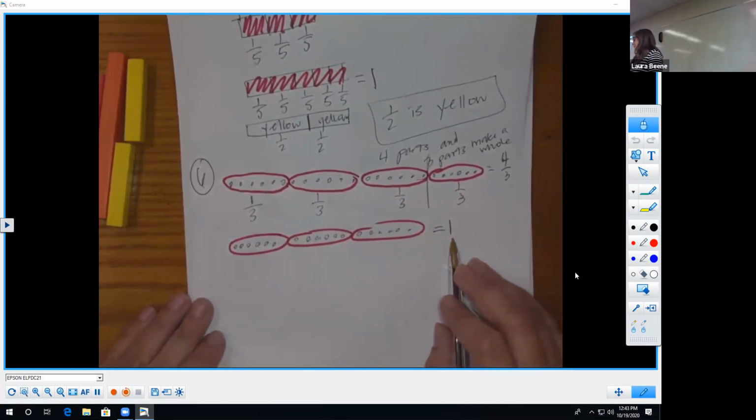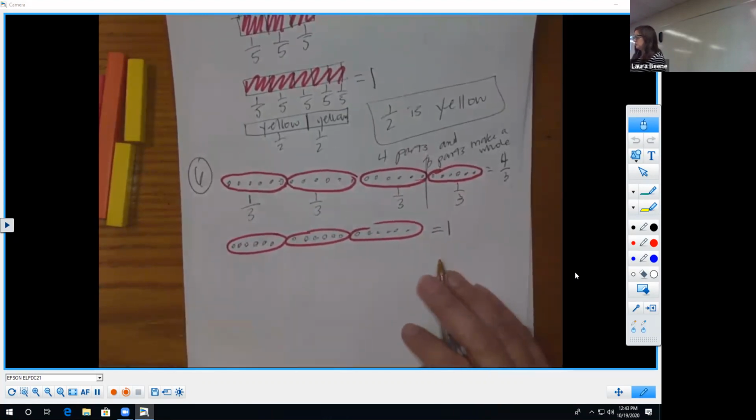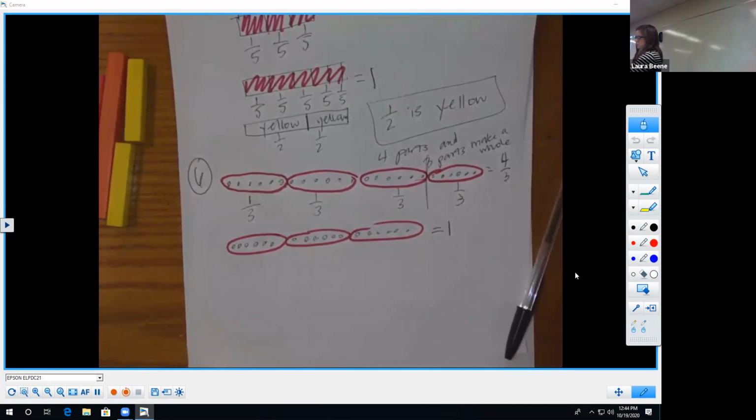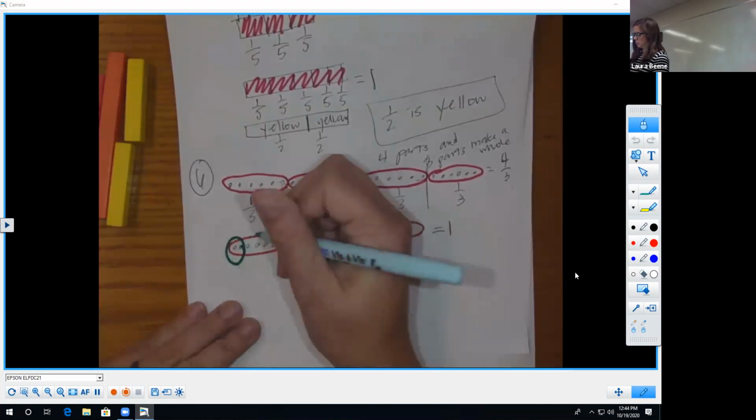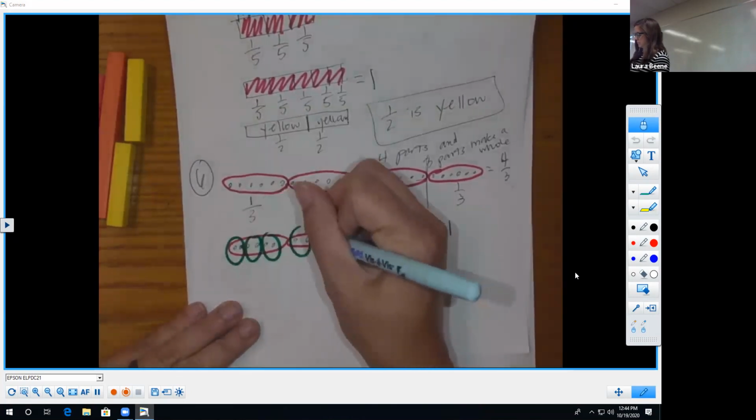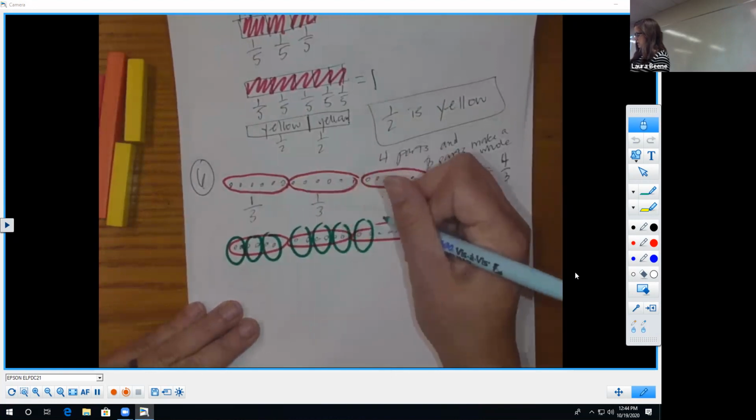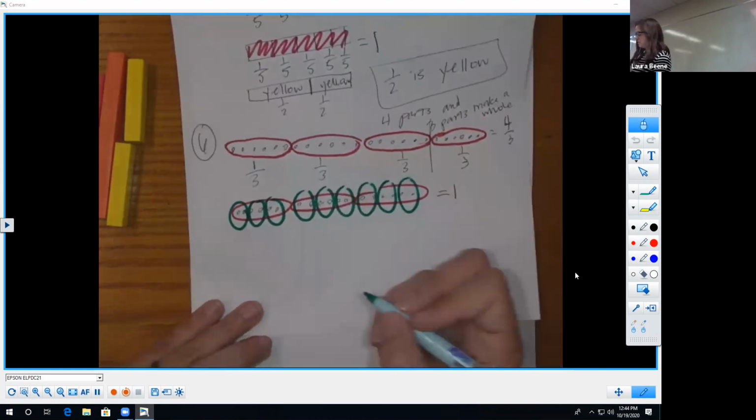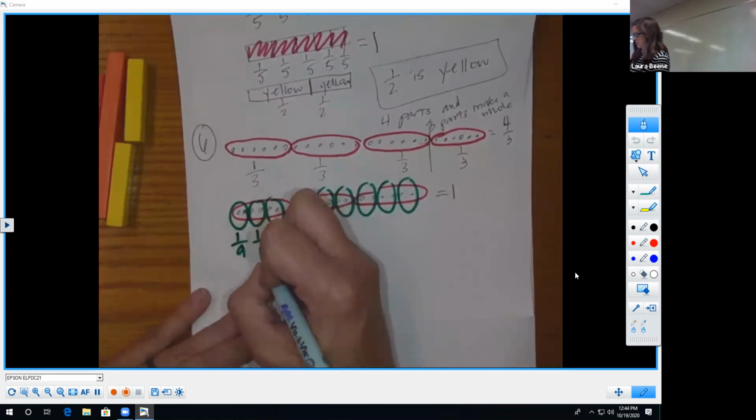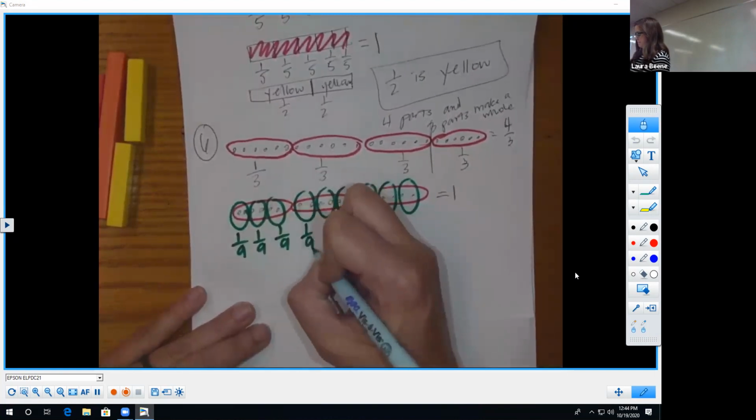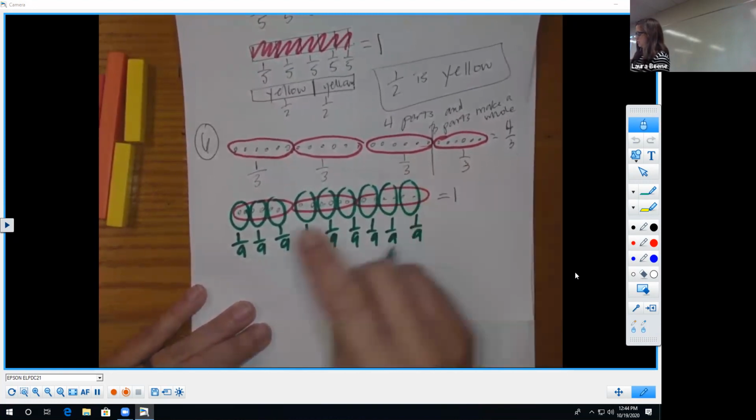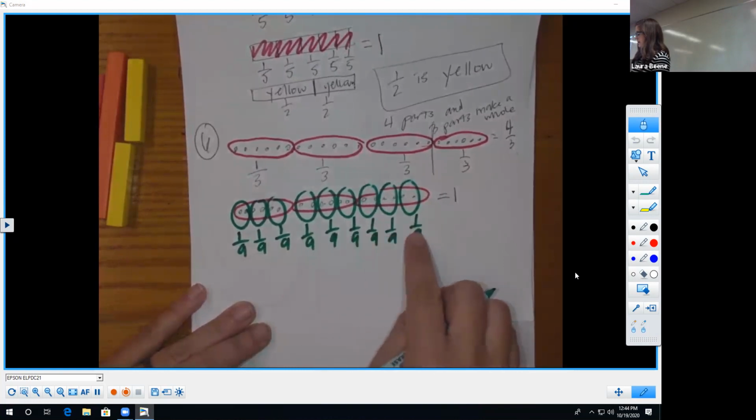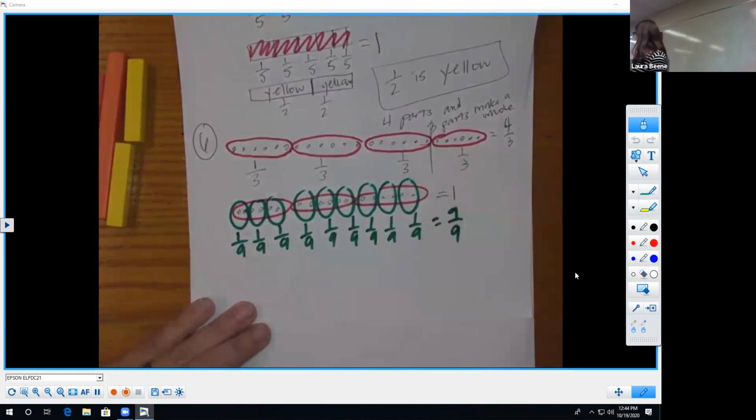From there, it's asking for 5/9. To find 5/9, I need to split it into 9 parts first and then use 5 of those parts. So let me split into 9 parts. There's 18 dots. Each group is going to have 2 in it. 8, 9, right? And we can name these 1/9, 1/9, 1/9, all the way down. And if you add all of those up, there's 1, 2, 3, 4, 5, 6, 7, 8, 9 ninths. Doesn't that equal 1 whole?